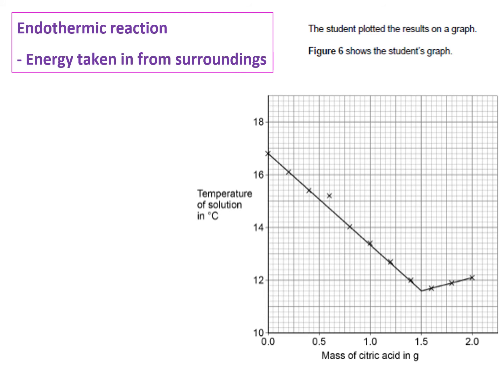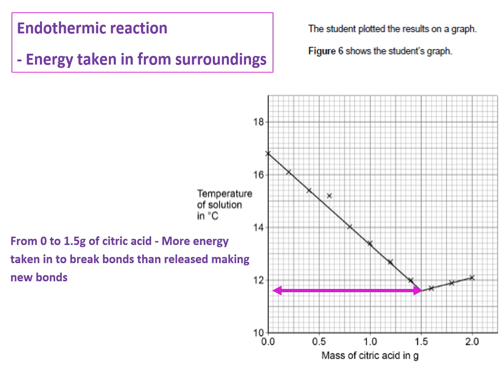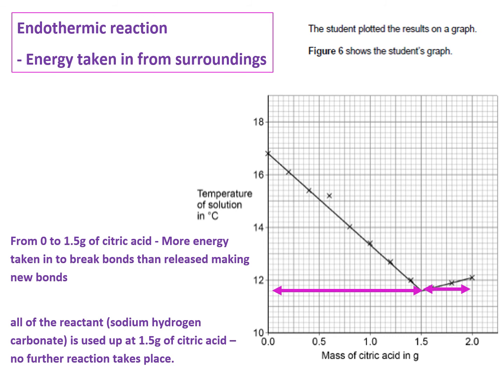Notice it's an endothermic process because it's taking in energy. The temperature is going down as we have more of our acid available. We can see the lowest level, the lowest temperature reached at 1.5 grams of citric acid. And we can see that after that 1.5 grams of citric acid, we're then seeing the temperature rise again because there's no more reaction taking place, and therefore it's going to move back up towards room temperature.